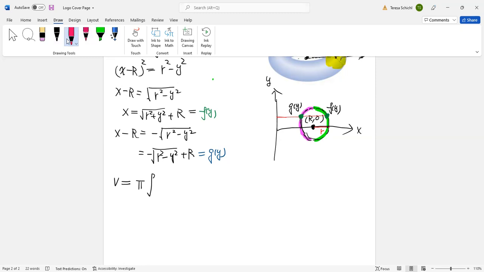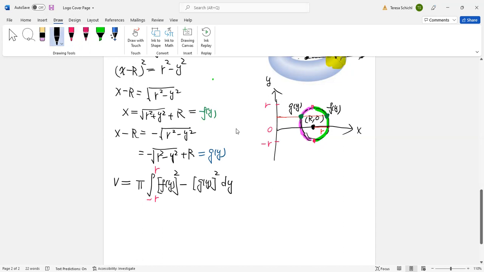So now, pi r squared, right? It's pi times r all the way from here to here. So it's f(y) squared minus the inner radius, g(y) squared, dy. So what is my y value here? Y will go from here to here. This is 0, so it goes from negative r to the top here, which is R. So it goes from negative r to R.